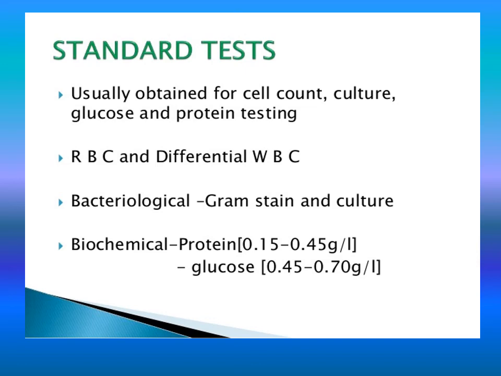Standard tests usually obtained are cell count, culture, glucose and protein testing, red blood cells and differential white blood cells, and bacteriological gram stain and culture. In biochemical, mainly protein 0.15 to 0.45 gram per liter, glucose 0.45 to 0.70 gram per liter.